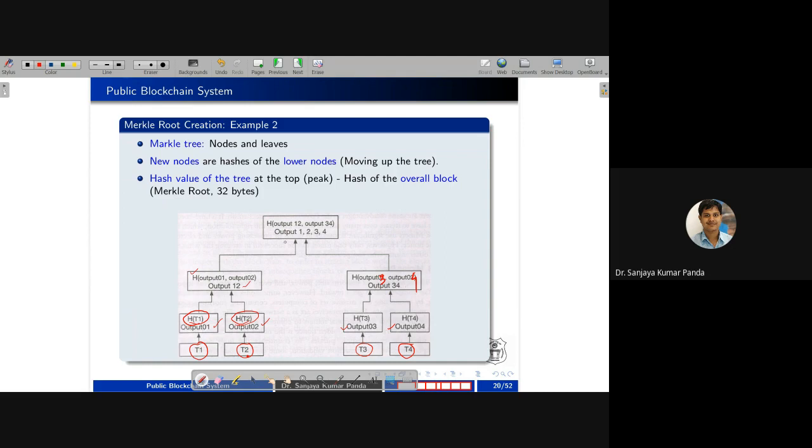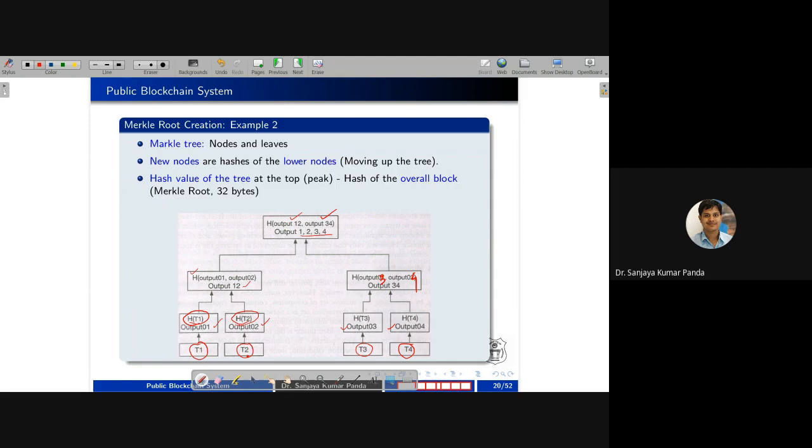Again here, I'm taking output 1, 2 and output 3, 4 together, and I'm calculating output 1 to 4. So what you are doing is basically merging two different hash values to create another hash value. That is done for enhancing the security in the case of blockchain.